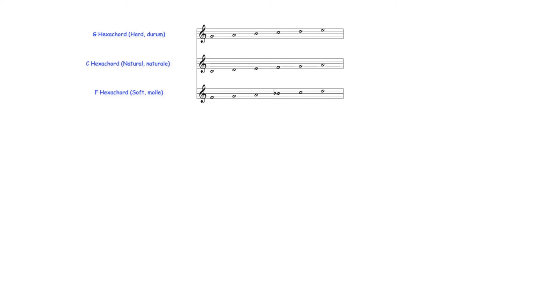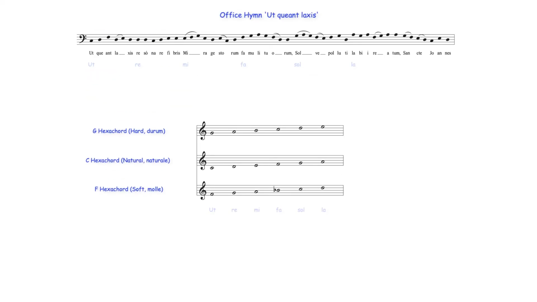To represent the notes of each hexachord, Guido took the sounds of the initial syllables from each line of the office hymn Ut queant laxis, the melody of which may have been composed by Guido for this purpose. Use of the resulting 6 syllables was known as solmization, but they were also termed voces musicales.